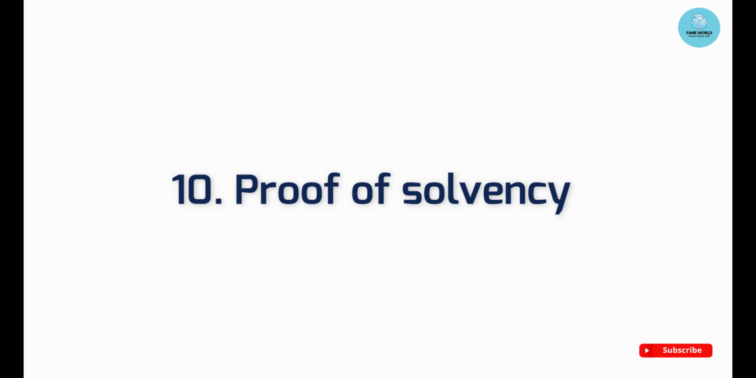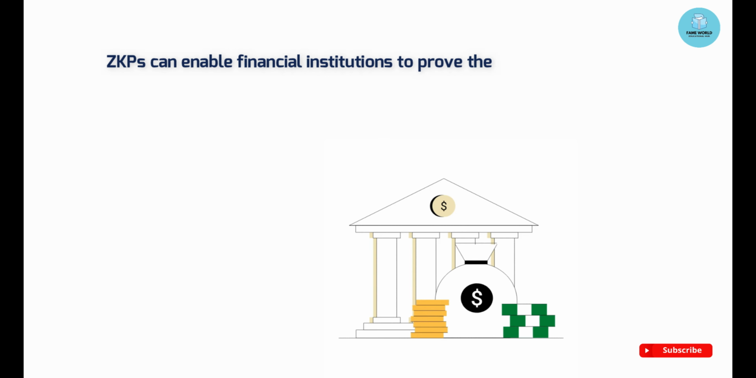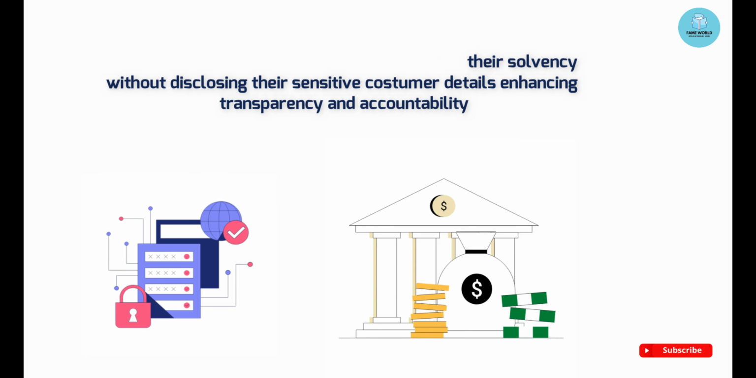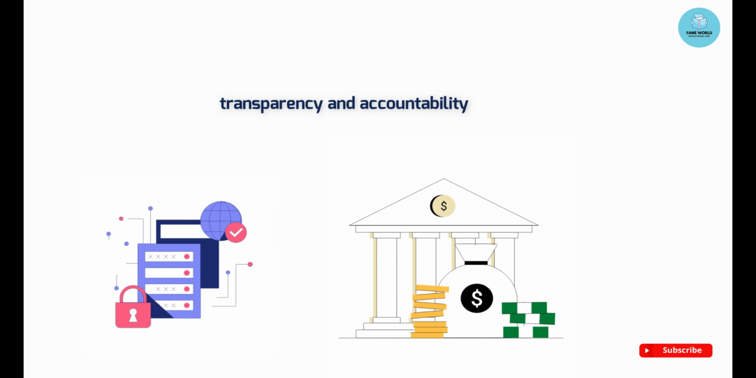Number 10. Proof of solvency. ZKPs can enable financial institutions to prove their solvency without disclosing sensitive customer details, enhancing transparency and accountability.